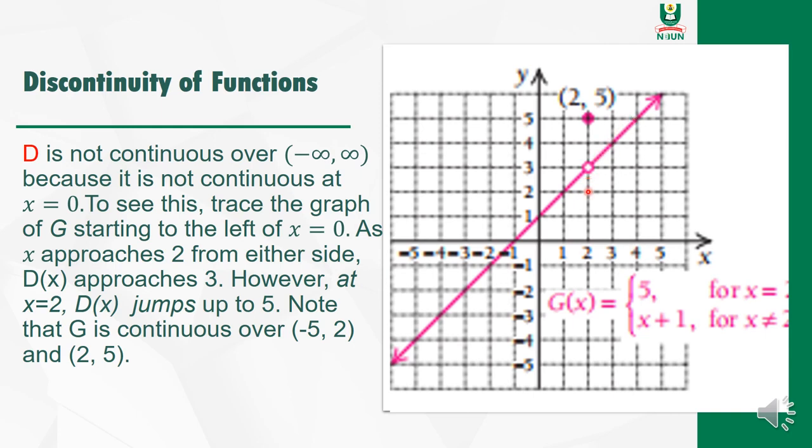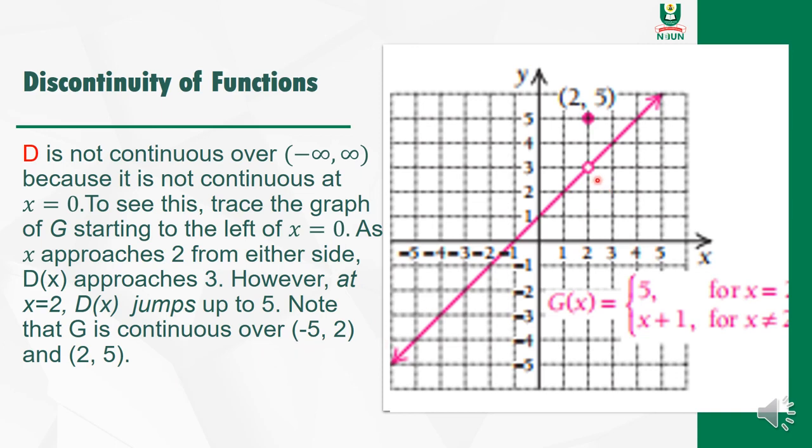x is equal to 2 is not continuous. You can see it, it's not continuous. Look at it from here, also continuous. Then what we are saying is, if you trace it from here to here, graph D is continuous from minus 5 to 2. That's what you have here.